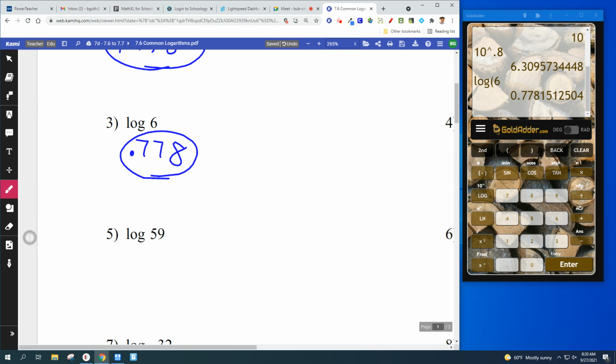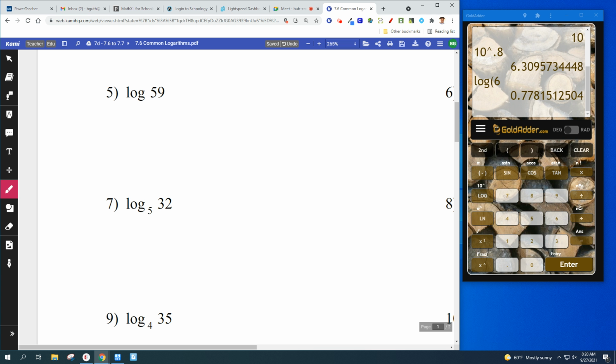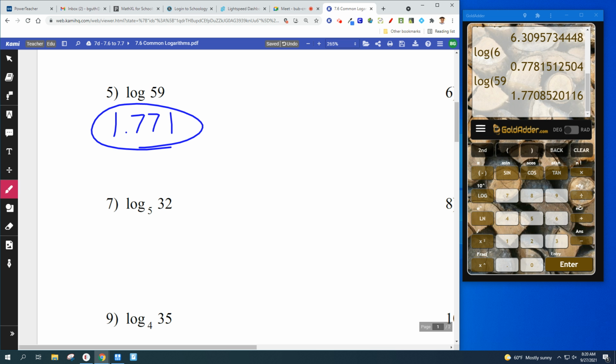Okay, log 59, just type it in. Log 59 is 1.771. And again, what you're finding is the exponent: 10 to the 1.77085 is going to equal 59. That exponent produces the 59.